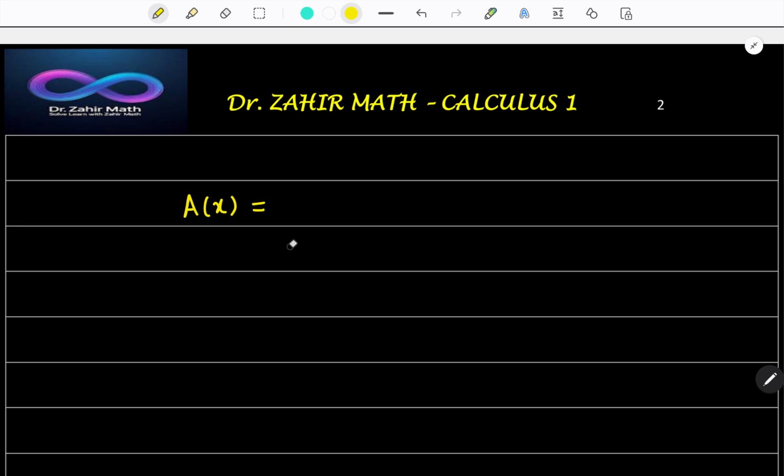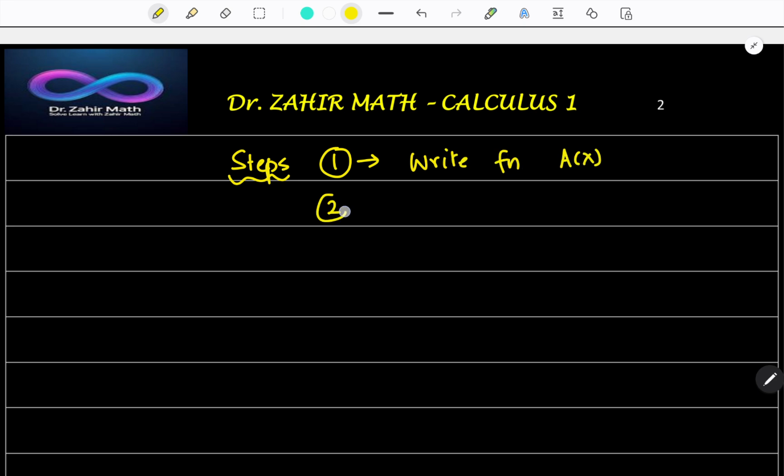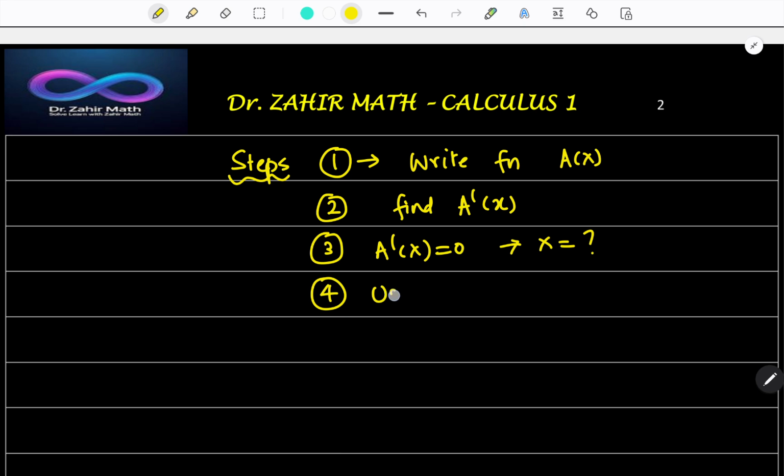Or I'll tell you the steps first. What are the things I'm going to find out? We always tell the steps first. Step number 1: write the function A of x. Step number 2: find A dash of x. Step number 3: set A dash of x equal to 0 and find x, the critical points. Step number 4: use the second derivative test.